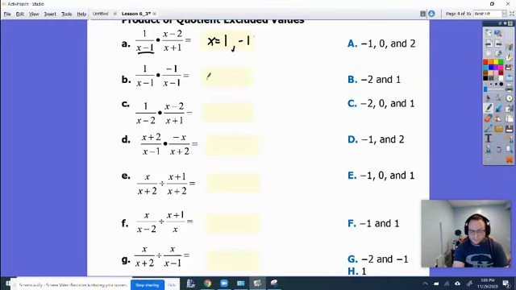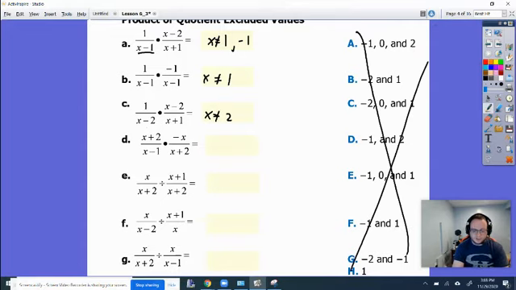For this one, x cannot equal 1 or 1, so really just 1. For this one, x cannot equal 2. And don't worry about these. These I had to bring in for another teacher. And -1. Again, just changing the signs. X cannot equal 1, cannot equal -2.